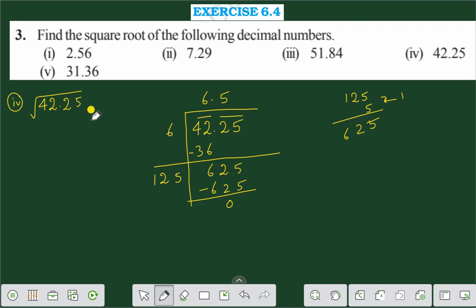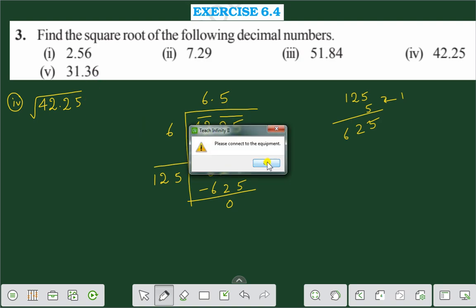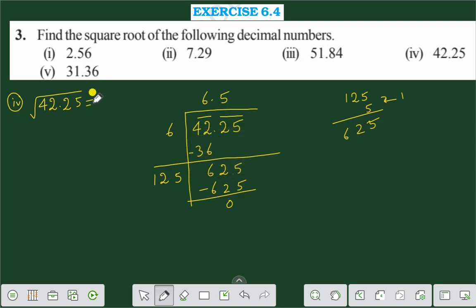Therefore, the square root of 42.25 is 6.5. Therefore, it will be 6.5, and that is the answer.